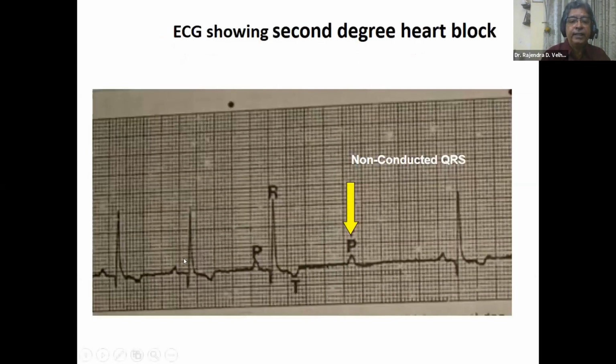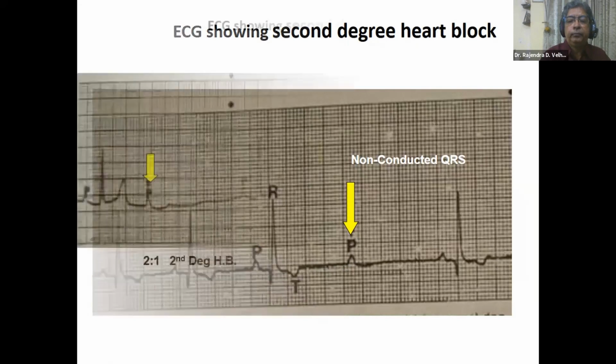Now let us see in this particular ECG, all these three complexes have the P wave followed by a QRS complex. But for this one, after the P wave, the QRS complex is missing. That means the impulse is not conducted beyond the AV node. So this is designated as the second degree heart block.